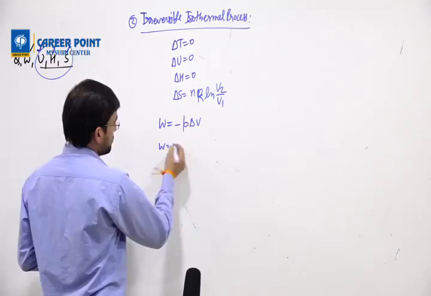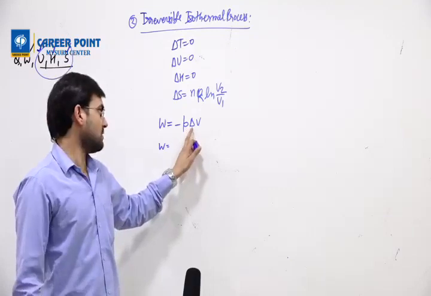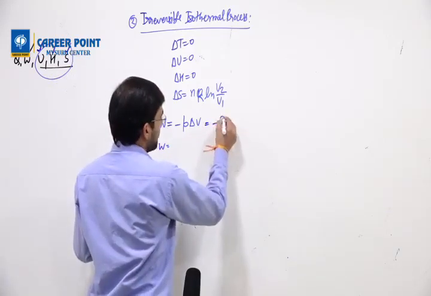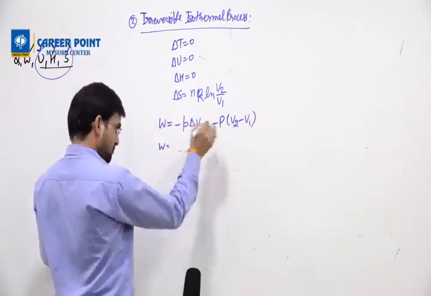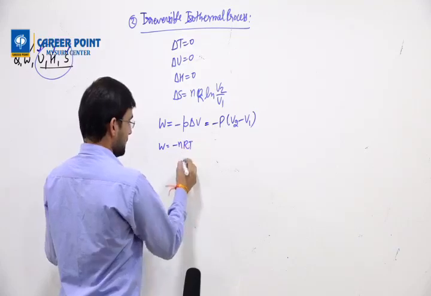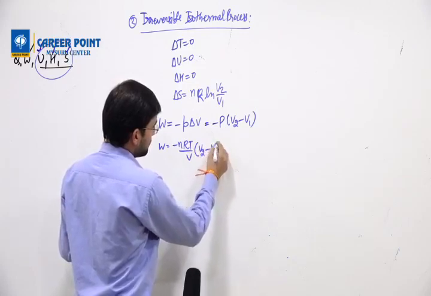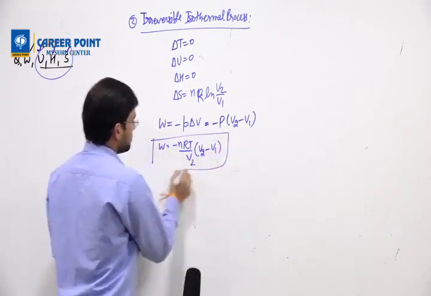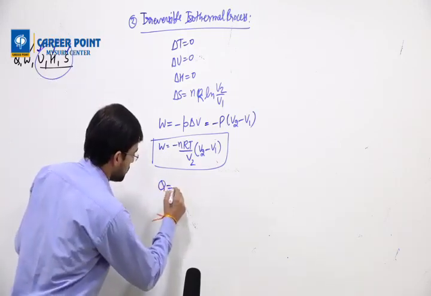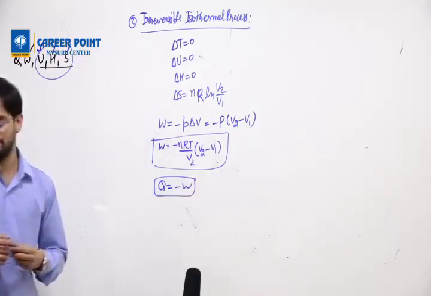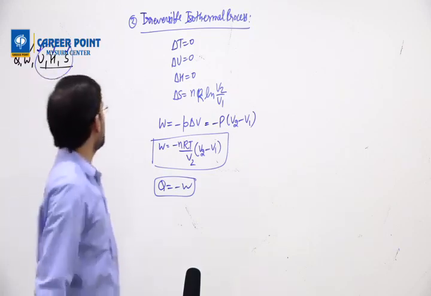So for W we have one formula directly. They will give pressure. If the pressure and volume are given, you can write the formula as minus P into V2 minus V1. This is the formula of W. If P is not given, you can write nRT by V, V2 minus V1. This will be the final volume. From here also you can calculate W. Once you know W, then Q equals minus W. Copied this also.